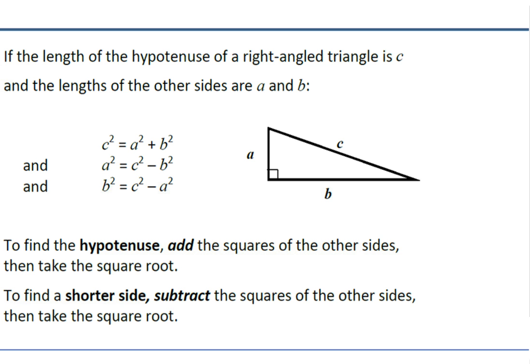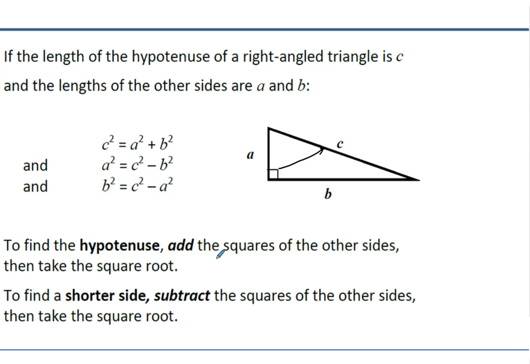Okay, so if the length of the hypotenuse of a right angle triangle is c, and it's always the side opposite your right angle, then if you want to find the length of the longer side, we go a squared plus b squared, and if we have to find the shorter side, then we're going a squared equals c squared minus b squared, so the longer side squared minus one of the shorter sides squared.